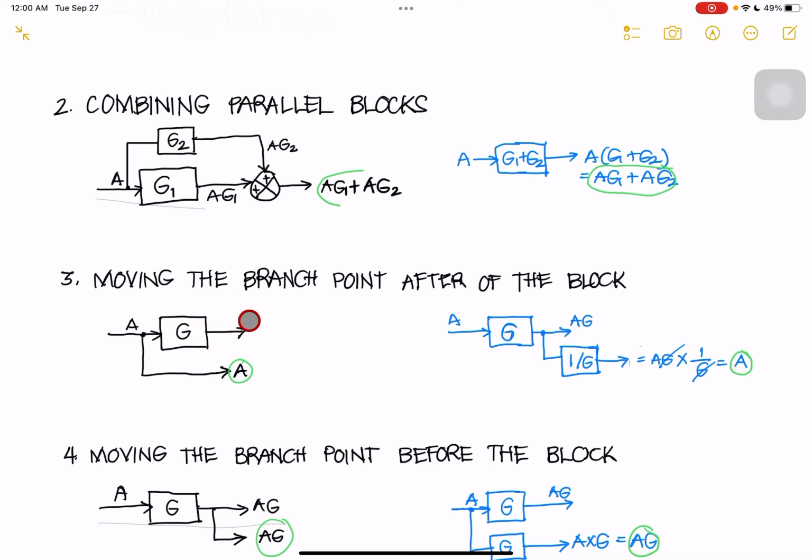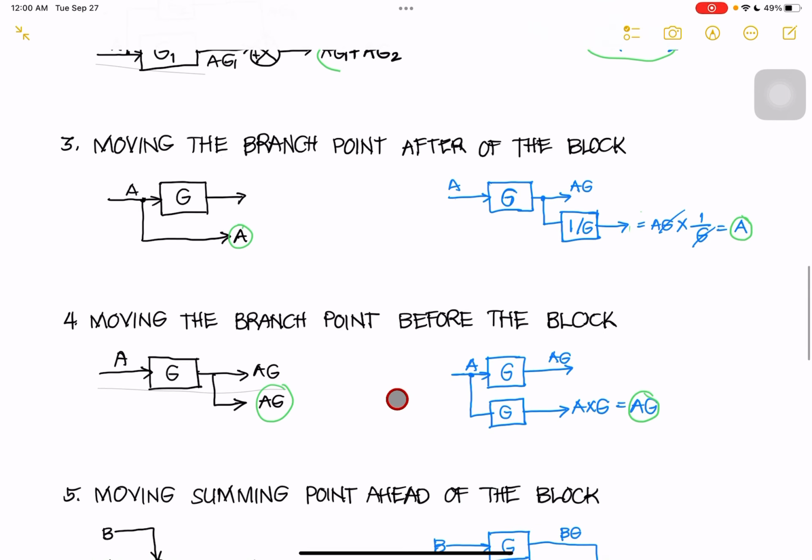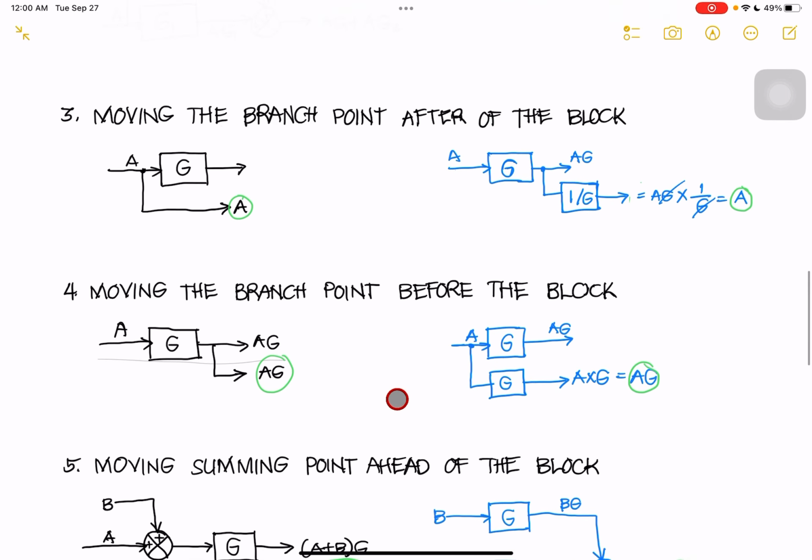Okay? So, let's check if it's correct. The output should be A. So when A enters G, it becomes AG. Then when AG enters 1 over G, the G cancels, so the output is still A. So, correct. Next, moving the branch point before the block.